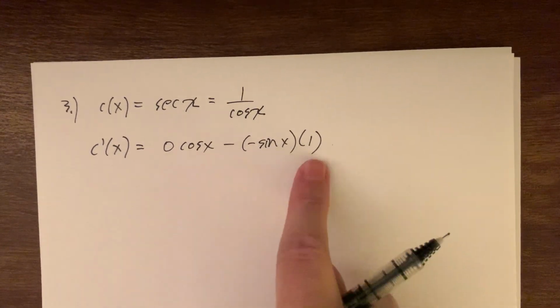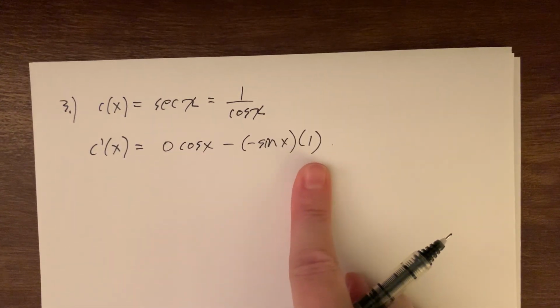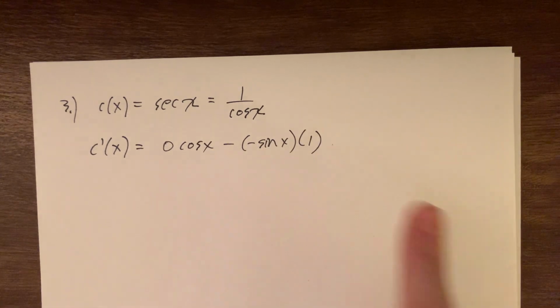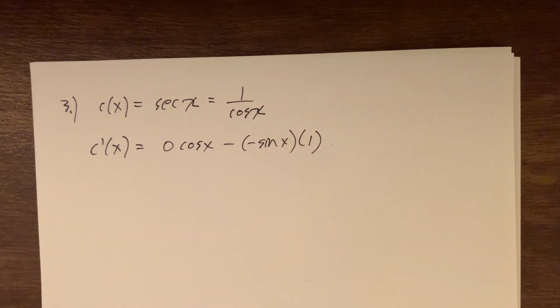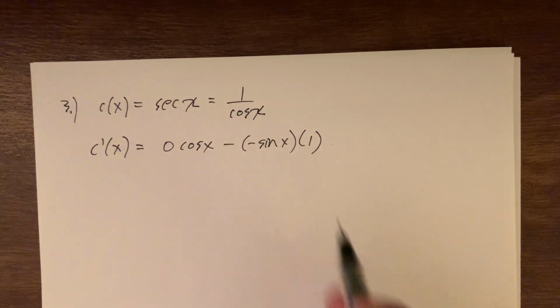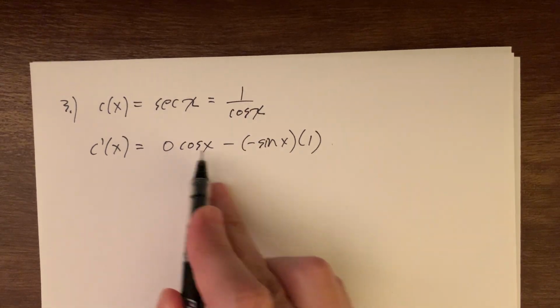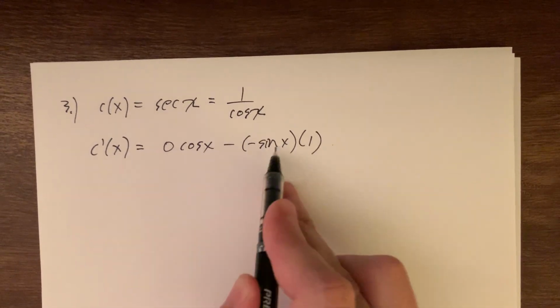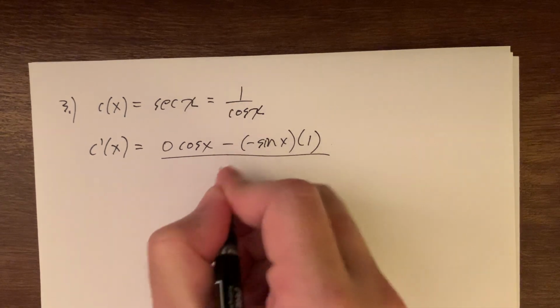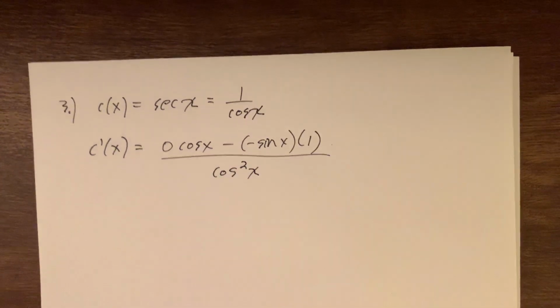But again, I'm just trying to show you, if you know the rules well enough, you could just go right along, taking derivatives and originals and plugging them in as necessary. So u prime v minus v prime u all over v squared.